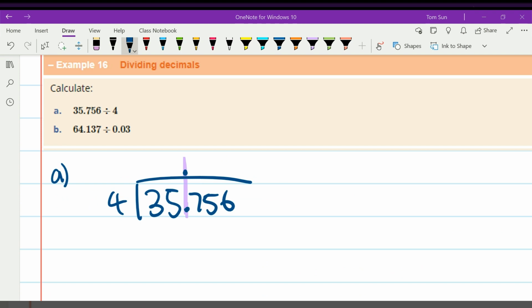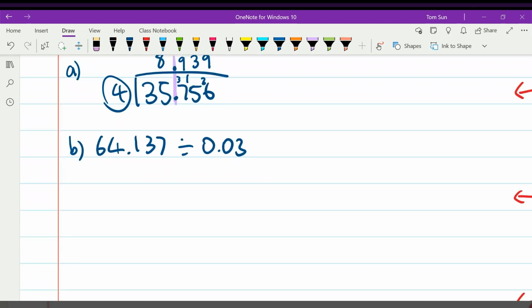4 goes into 3 no times. 4 goes into 35 8 times, so the remainder is 3. 4 goes into 37 9 times, remainder of 1. 4 goes into 15 3 times, remainder of 3. 4 goes into 36 9 times. And then we have the answer. Now, without the decimal point, it would have been 8939, but with the decimal point, it is 8.939. So that just works. This is really nice.